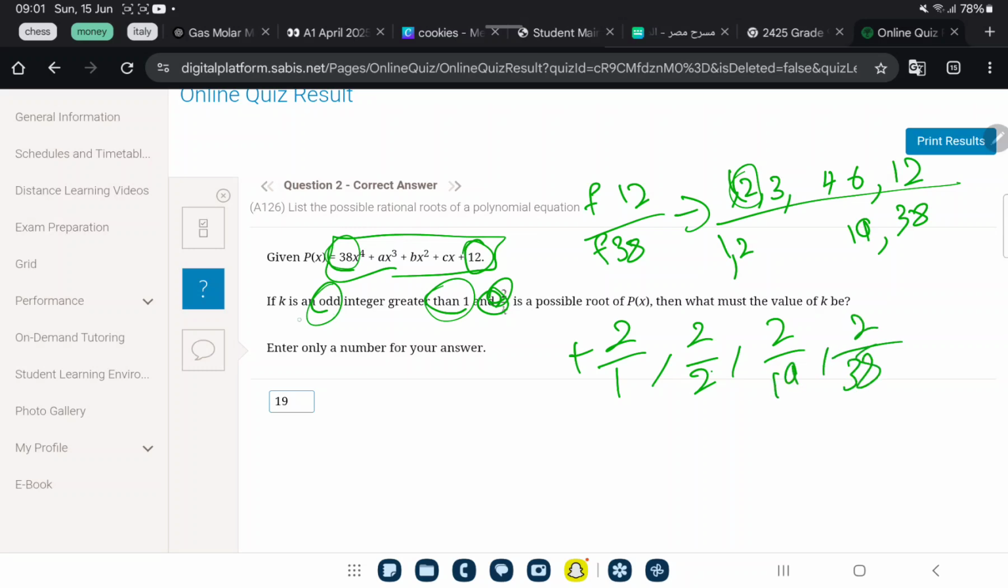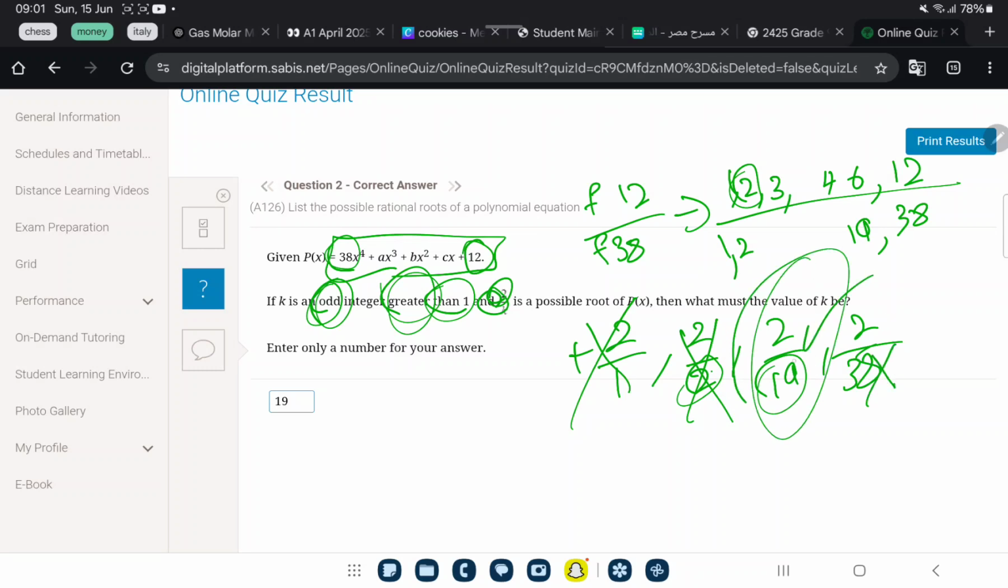They also gave us that k is an odd number. So 1 is odd, yeah, but they said it's greater than 1, so it's not 2 over 1. Again, they said odd, 2 is even, so wrong. 19 is odd, so correct. 38 is even, so wrong. So 2 over 19 is the only correct one, so k equals 19.